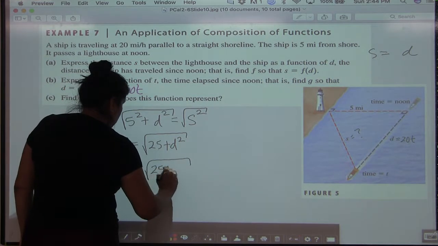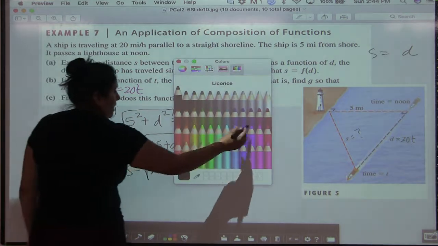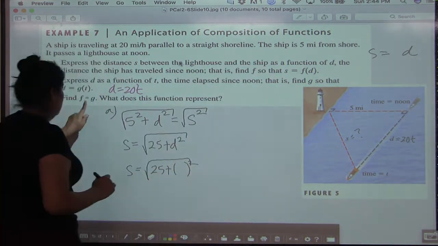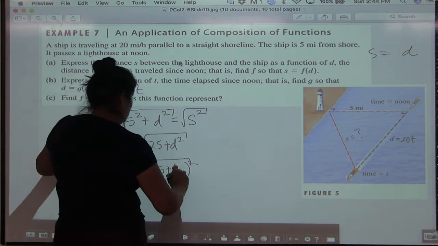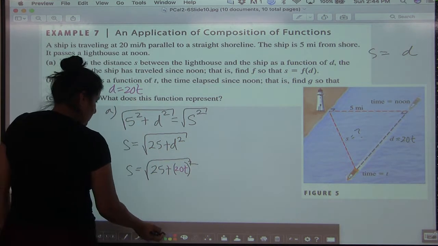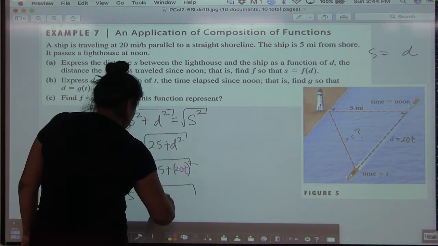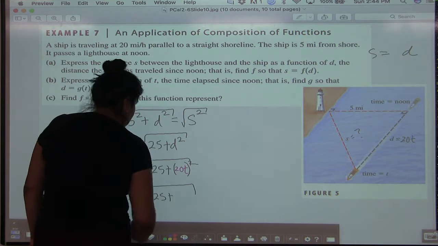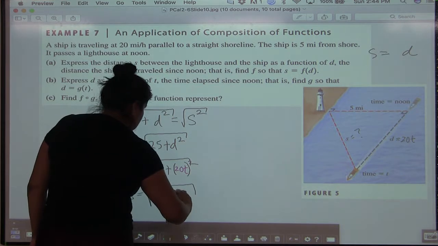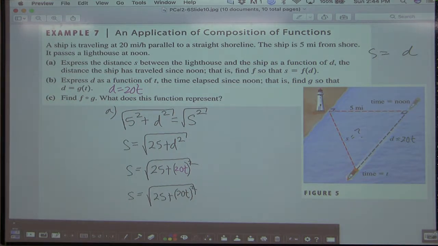D with our function g, which is 20t. See if I can squeeze that in there. And there you go. S equals the square root of 25 plus (20t) in parentheses squared. That's my function. I'm not even going to simplify it because I don't need to.